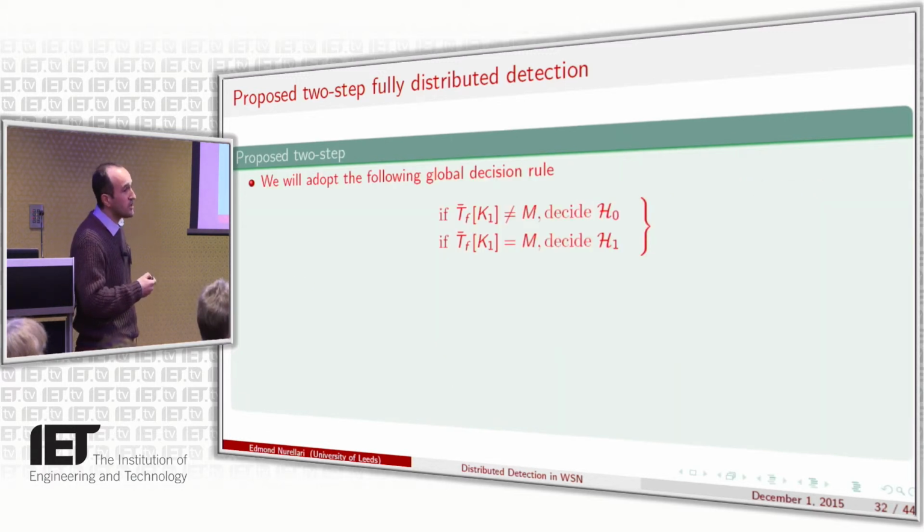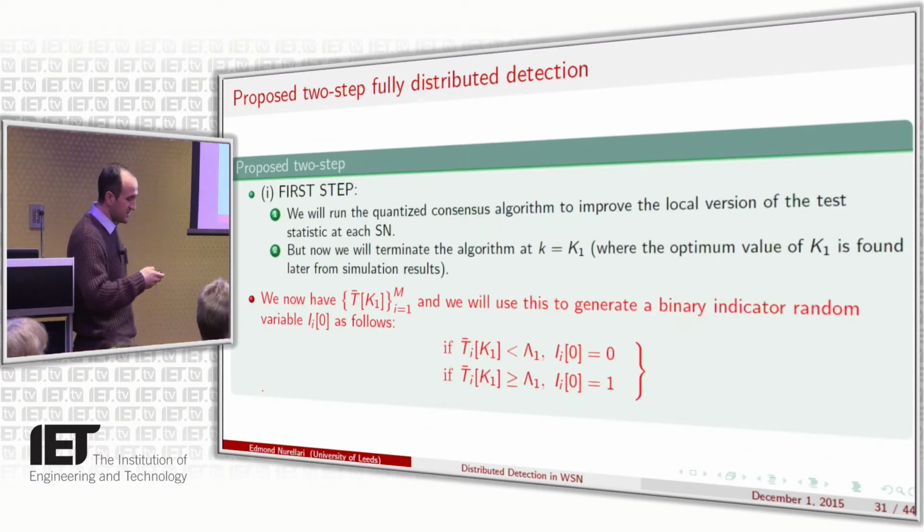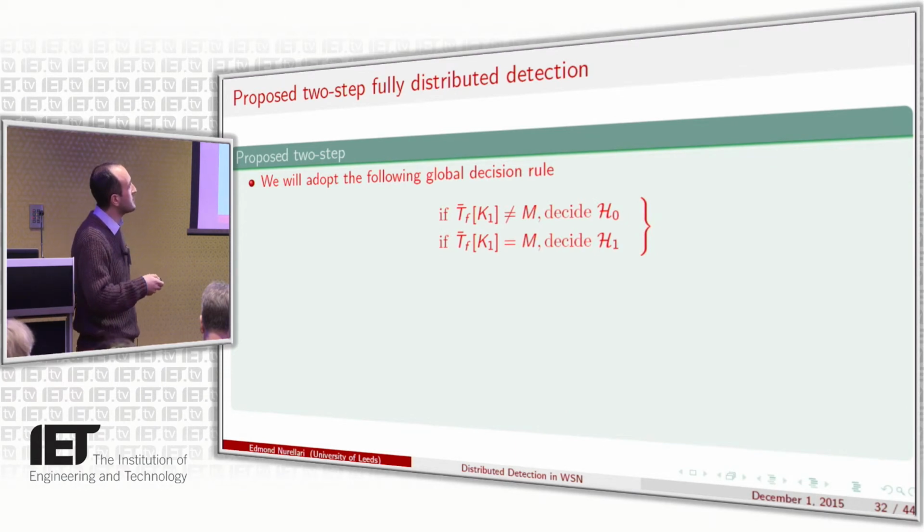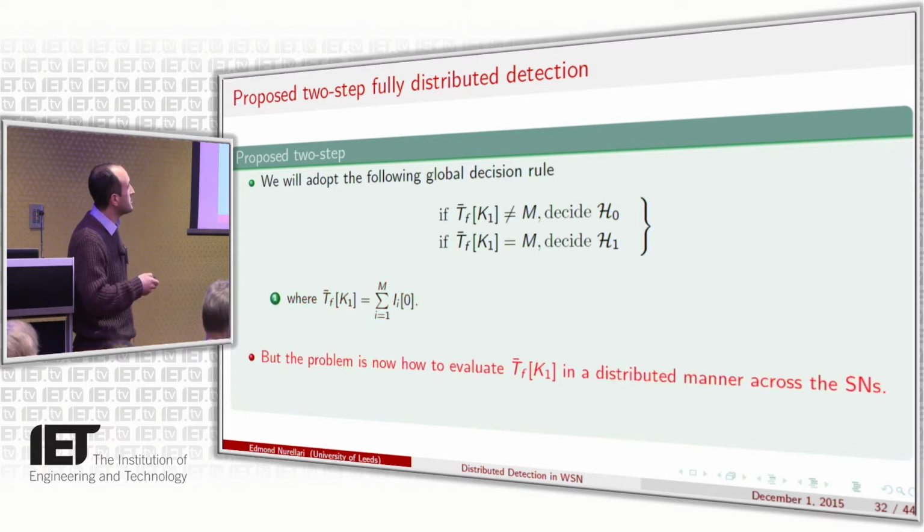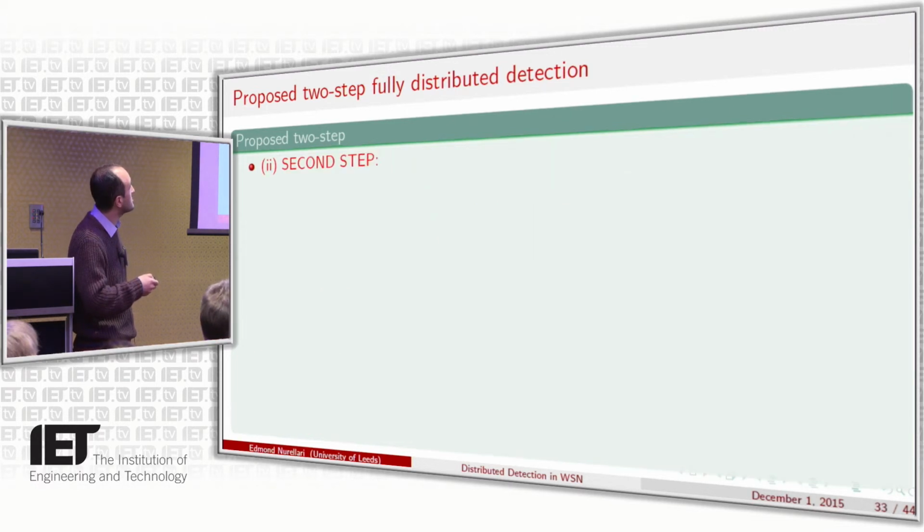The second step is now needed since, at the kth iteration, which is a finite number, each sensor node will have a different decision on the target. So what we need is to converge across the sensor network. What we adopt is those binary random variables. We'd like to have a test statistic such that if we combine those binary random variables, zeros and ones, and the sum is different than m, where m is the number of sensors deployed, we decide the target is not present, otherwise it is present. This is the final test statistic in the second step. The problem is how to evaluate that in a distributed manner. This will be explained in this second step.